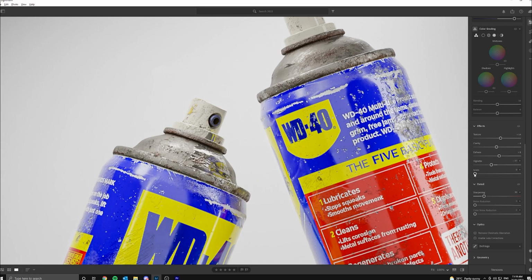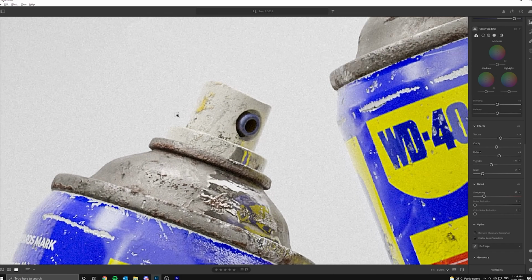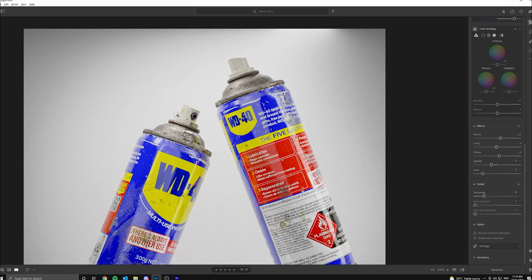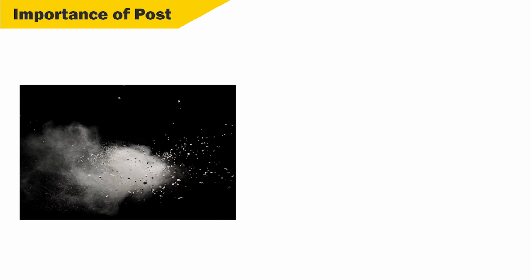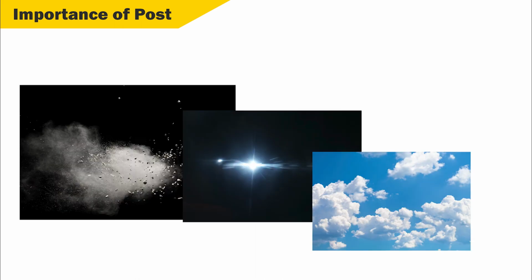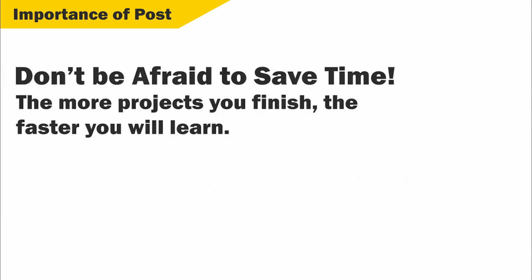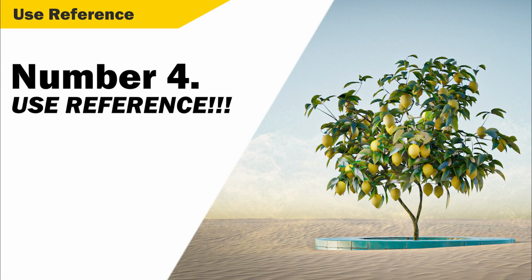A little tip if you want to add a touch of realism is to add some uniform grain. This gives it a more natural look. Just don't add too much. Don't be afraid to add elements such as dust, lens flares, or clouds in Photoshop. It's not cheating. I don't get why some people think they need to make every single aspect of their artwork in the 3D software.